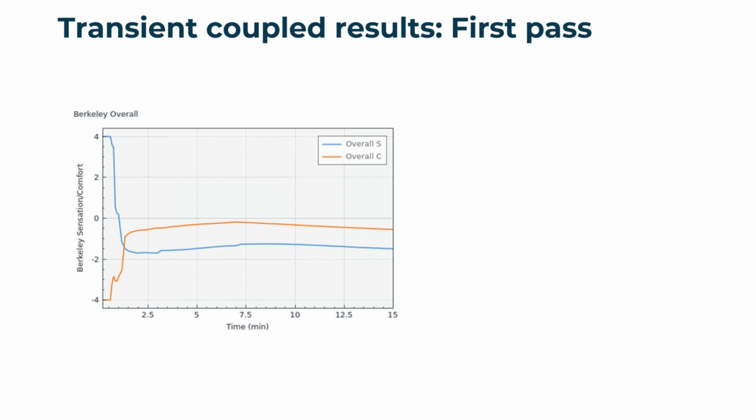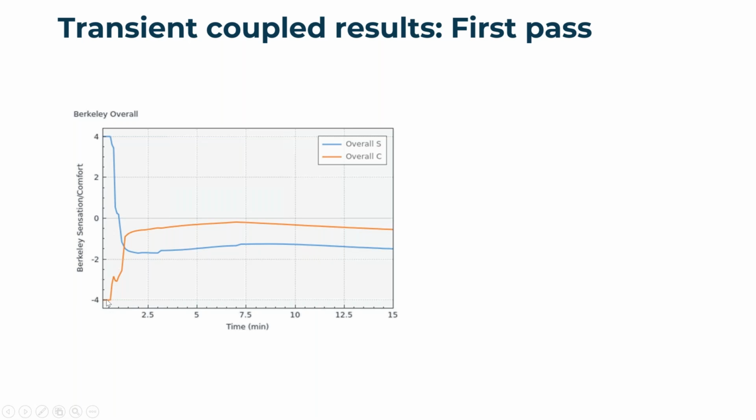So here's some Berkeley comfort results from that first coupled simulation. The overall sensation in blue, so very warm when we enter the car, cools off very quickly with the HVAC turning on. We cross over neutral thermal sensation at basically a minute in, and then we are slightly overcooling. We're steadying out at a value around -1.5 or somewhere in that range.